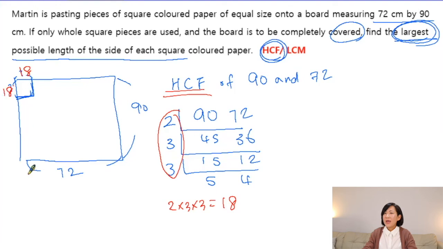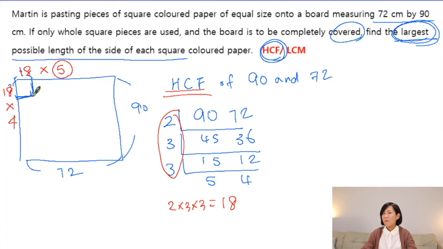Now our answer is 18, but I'm going to extend this question. If I ask you, then how many colored paper do you need to cover the whole board? What will you say? Now thinking about it, how many 18s go inside the 72, and then how many 18s go inside the 90? So it goes 4. So let's draw the picture.